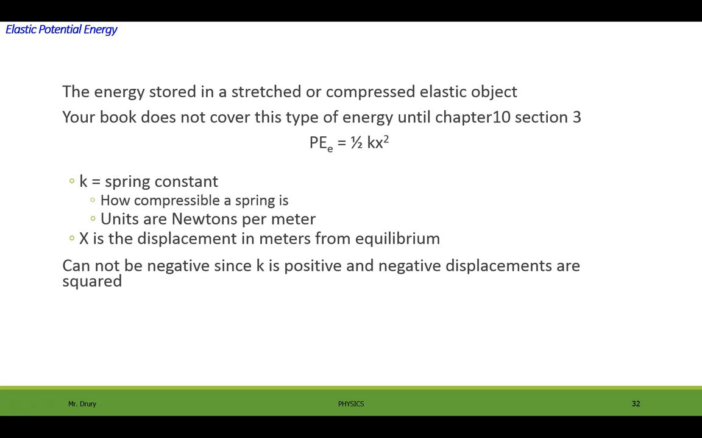Something interesting to note, though, is this can't be negative since k is positive, and any x's, even if they're negative, are going to be squared. So the negatives cancel out, and it's always going to be positive.